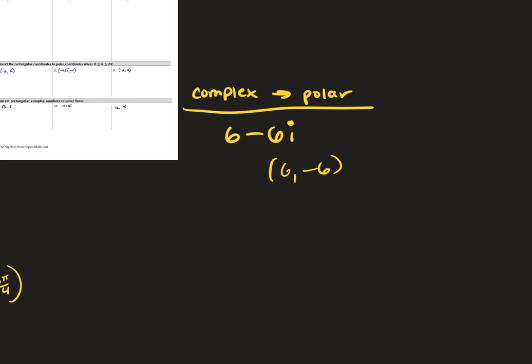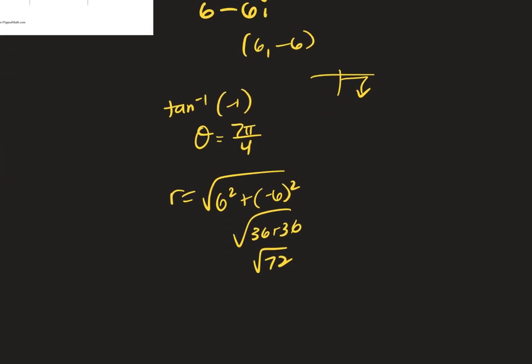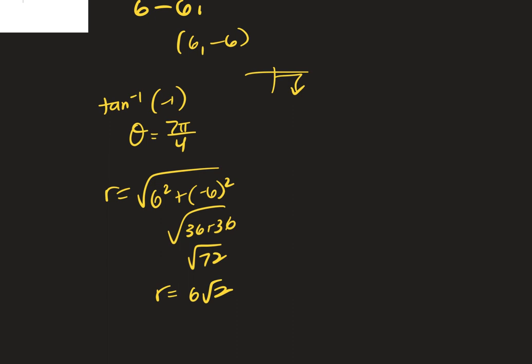6, negative 6. What quadrant is that in? It's in the fourth quadrant. So now when I get tan inverse of negative 1, I pick the theta in the fourth quadrant. So it's 7 pi over 4. R is still the same: square root of a squared plus b squared, still 36 plus 36. Everything else besides that is the same. We would just have picked the other angle.